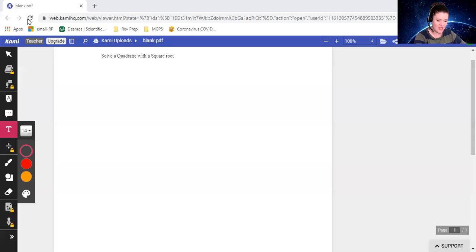All right, so I don't have the sheet. I can't find it at this moment, and it's really not that hard to write down. It's the one that on the top says solve a quadratic with a square root, and I'll show you what they look like. So we don't have to do all of them. We did it as a warm-up.